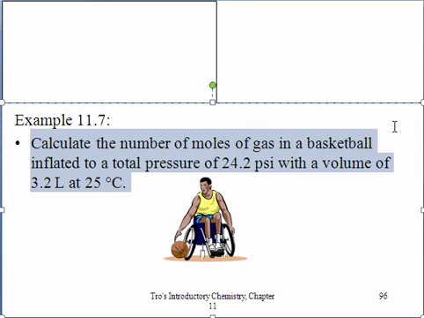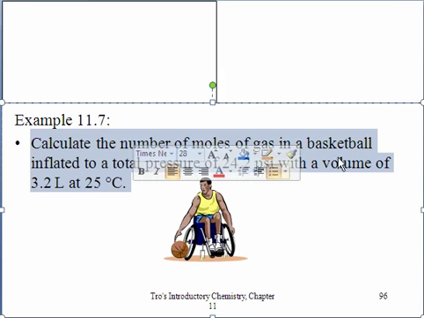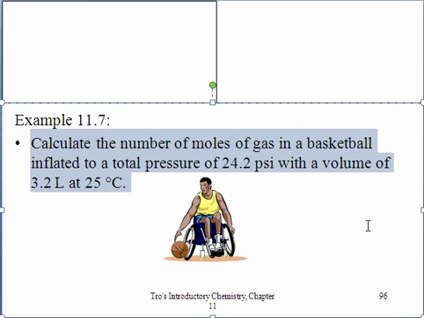So I would encourage you to stop the voice lecture and see, based on the equations we just wrote down, if you can solve this problem. And when you're done, restart the voice lecture and we can go over it.